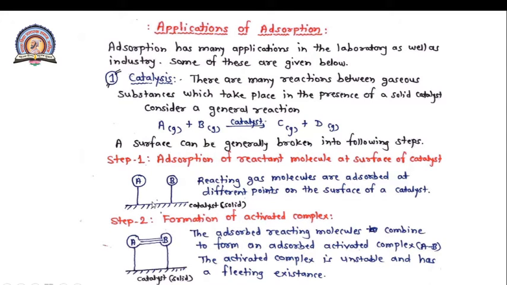This is a solid catalyst, and these are the reactant molecules. Reacting gas molecules are adsorbed at different points on the surface of the catalyst. This is step 1. Then step 2, formation of the activated complex. The adsorbed reactant molecules combine to form an adsorbed activated complex, AB. The activated complex is unstable and has a fleeting existence.